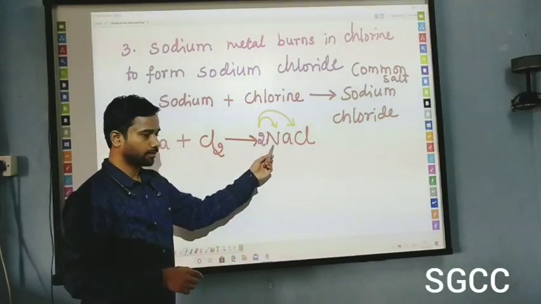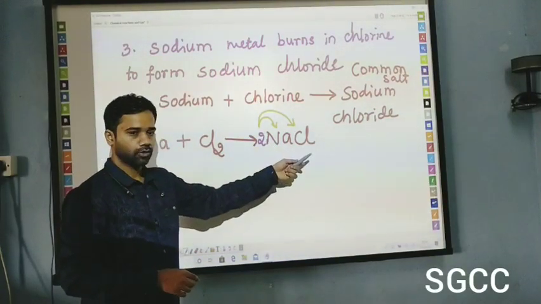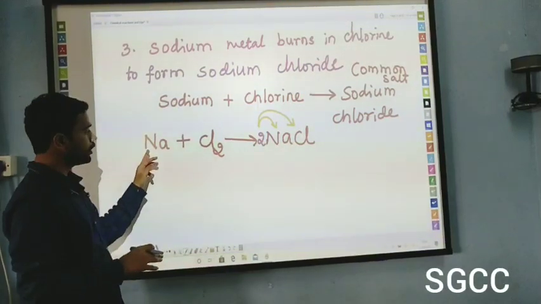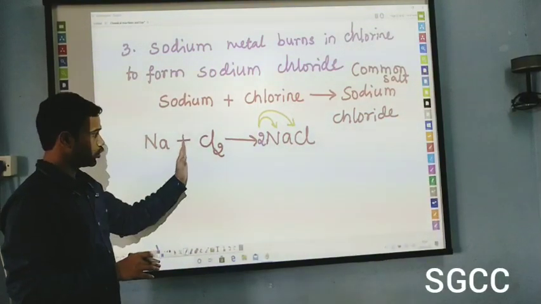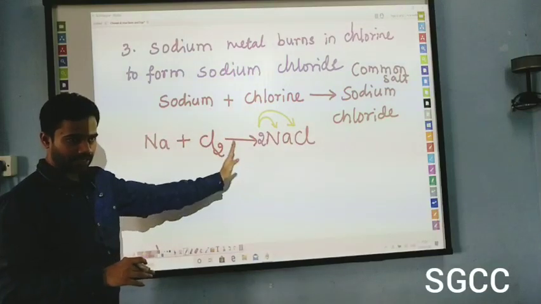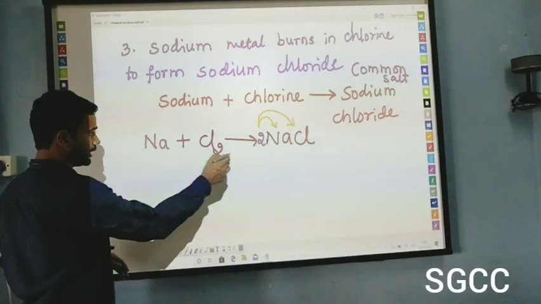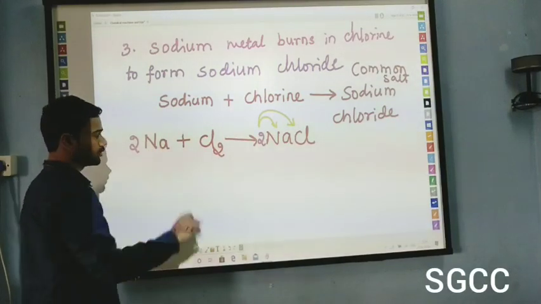Okay, 2 sodiums were present. That's correct. Next, how many chlorines were present? 2 is balanced. What about the reactant side? Only a single sodium is present, 2 chlorines are present. Chlorine is balanced, but sodium is not yet balanced. So I am writing here a 2.